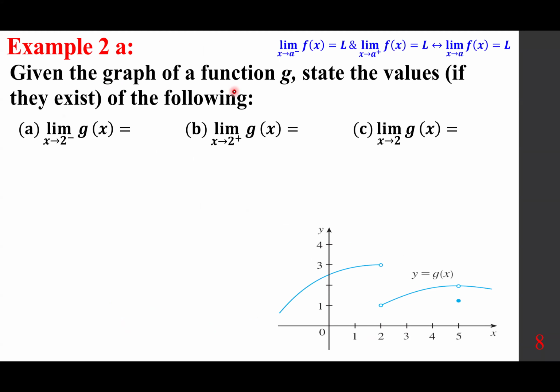Given the graph of a function g, state the value, if it exists, of the following. We are interested in finding the limit of g of x as x approaches 2. We are going to look at one-sided limits, reminding you again how you read this: the limit of g of x as x approaches 2 from the left, the limit of g of x as x approaches 2 from the right, and we are interested in this one. So we are going to locate the 2 along the x-axis, and we're going to approach it from the left. As we approach it from the left, we are in this branch, moving towards this hole, which has a y coordinate 3.